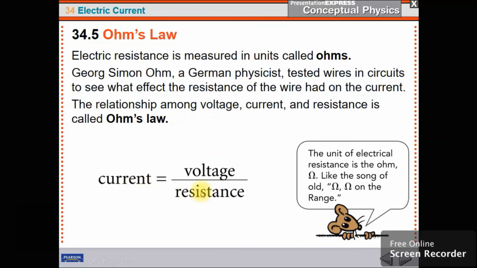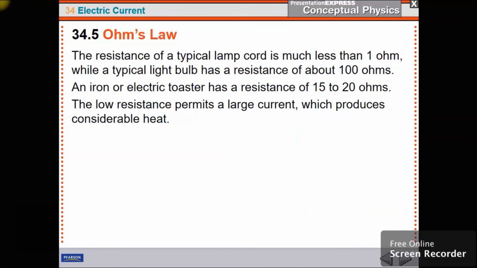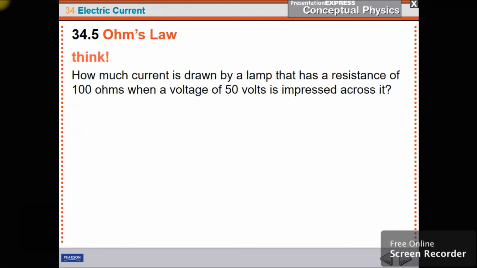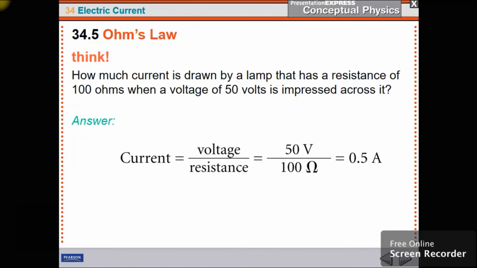That's what we're going to practice for the next couple days in the homeworks. Examples. So here's the first problem. How much current is drawn by a lamp that has a resistance of 100 ohms when a voltage of 50 volts is pushed across it? Voltage is 50 divided by 100 ohms, and you get 1/2 of an amp. Ta-da! It really is that simple. And the only way I make it harder is instead I will give you current and resistance, or I'll give you voltage and current. That's all there is to it.